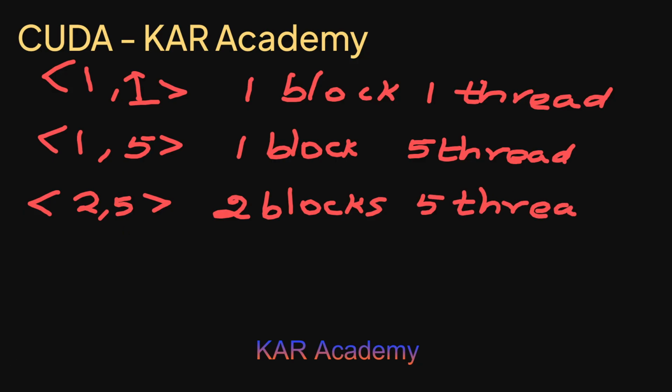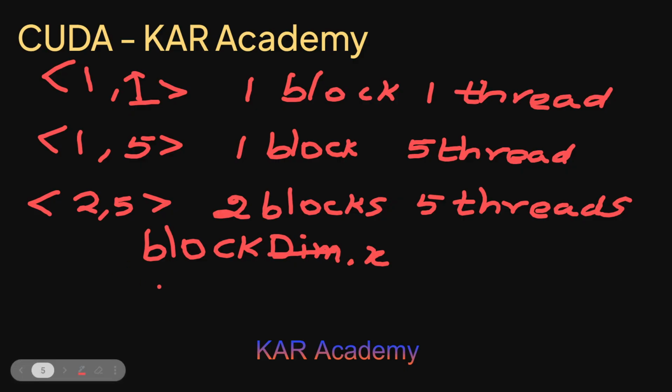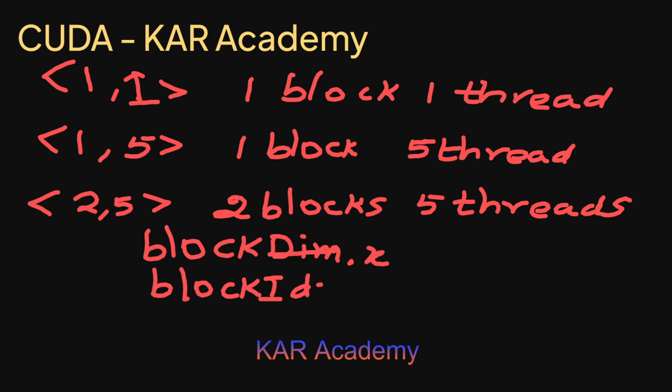and these are differentiated with block index and thread index. So when we give a one-dimensional number, we can access based on the x. I think it's not block dimension, so let me correct that. It's basically block index.x. We will get into the details of dimensions shortly.